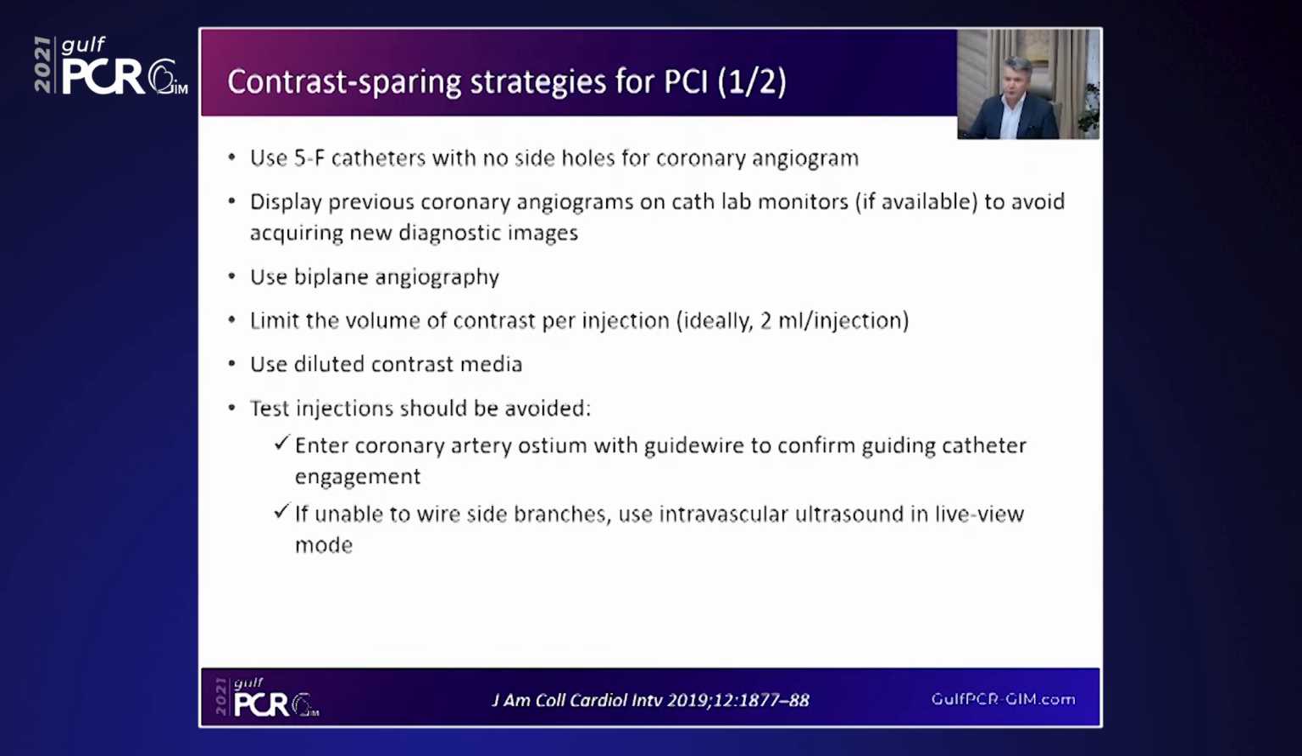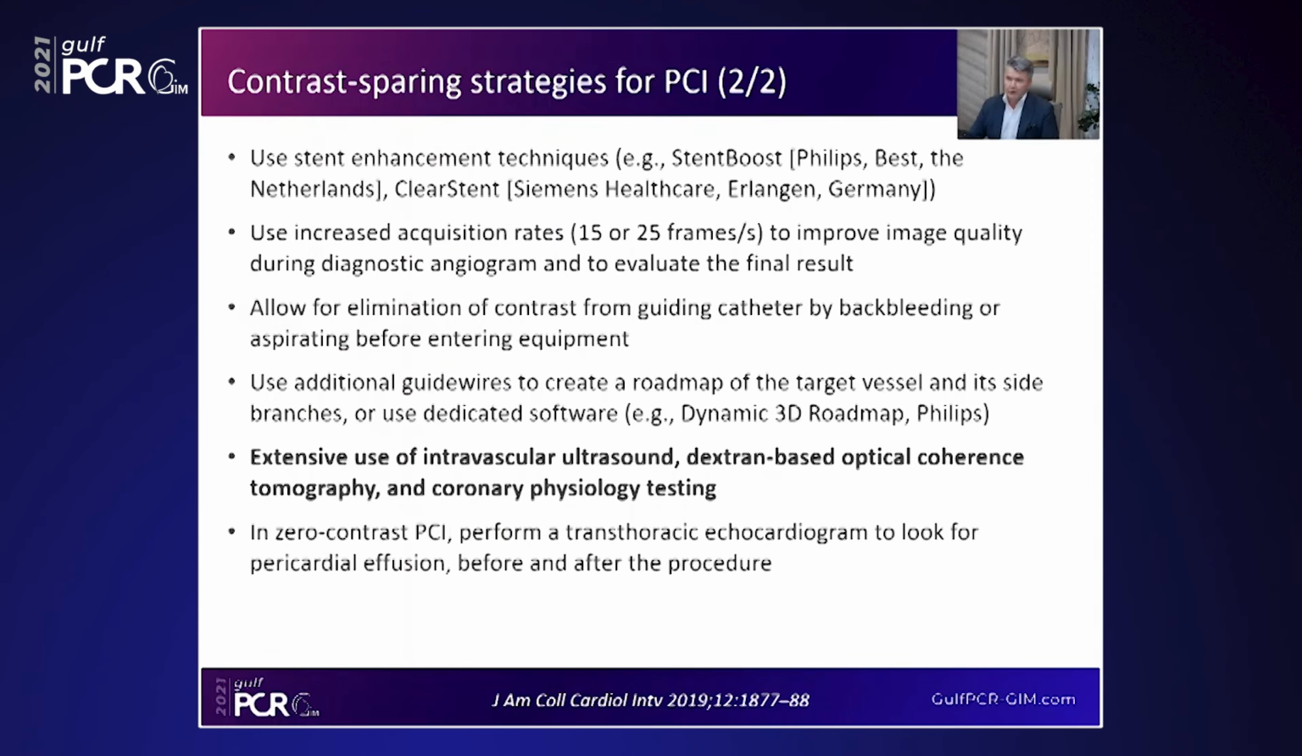Of course, for a few years, we have been aware of some clear techniques for contrast sparing, including lower size catheters. We can use previously recorded angiograms. We should use a low volume of contrast, even diluted. And we can also use different tricks with wires and ultrasound to confirm our position. Moreover, with high-tech angiographs we should use the enhancement techniques to see the stent struts, the expansion and the position of the stent.